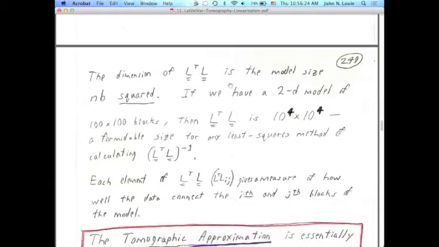Now L transpose L. With the pre-multiplication of L transpose, it's NB. Let's see, L transpose is NB times NB. So the number of elements in L transpose L is NB squared. Just a little example here: if we have a 2D model of 100 by 100 blocks, then L transpose L is 10 to the 4 times 10 to the 4.